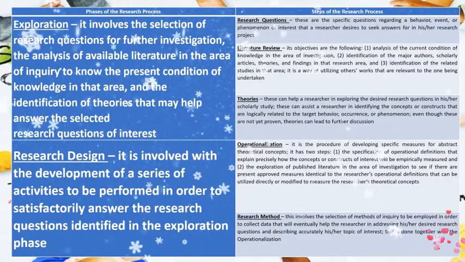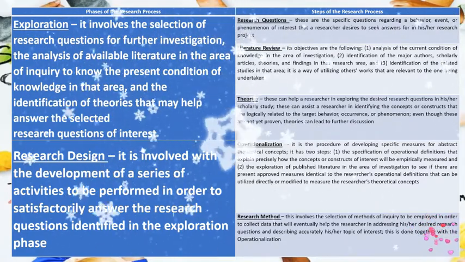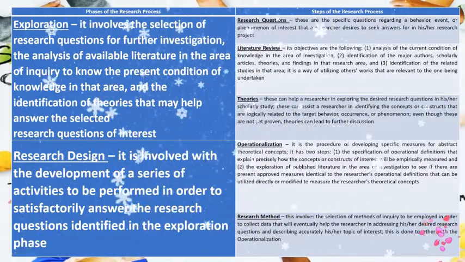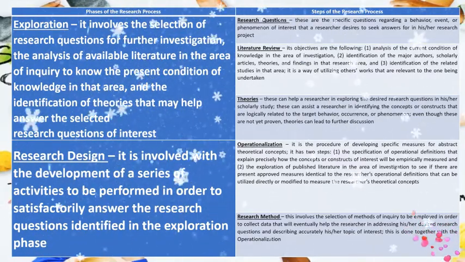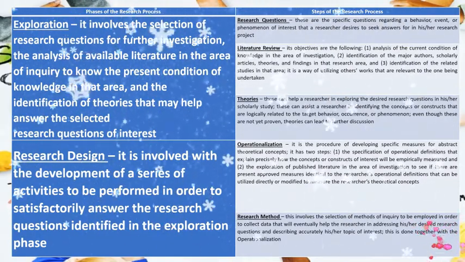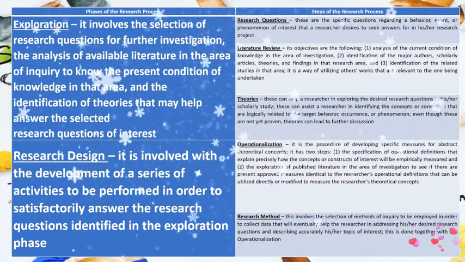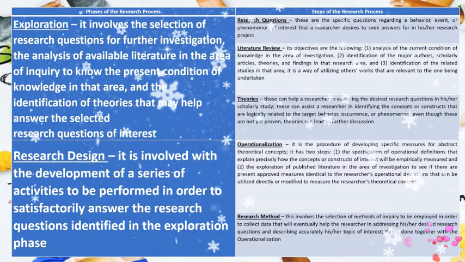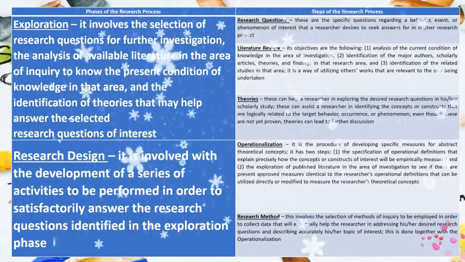And next is the research method. The research method involves the selection of methods of inquiry to be employed in order to collect data that will eventually help the researcher in addressing his or her desired research questions and accurately describing his or her topic of interest. This is done together with the operationalization. So what operation are you going to use? If it is a checklist or a personal data sheet, it depends on how you gather information, depending upon the topic that you are studying.